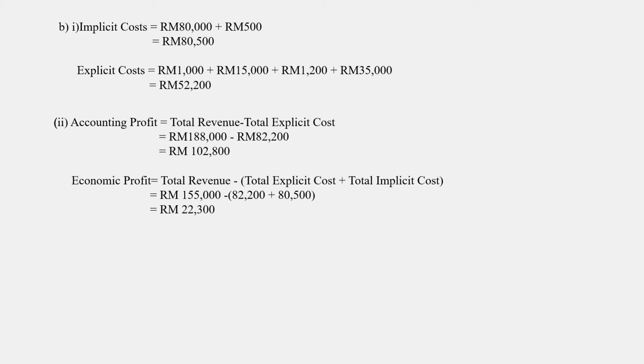155,000 minus 52,200 equals 102,800 ringgit. Economic profit, total revenue minus total explicit cost and total implicit cost, equals 155,000 minus 52,200 plus 80,500 equals 22,300 ringgit.